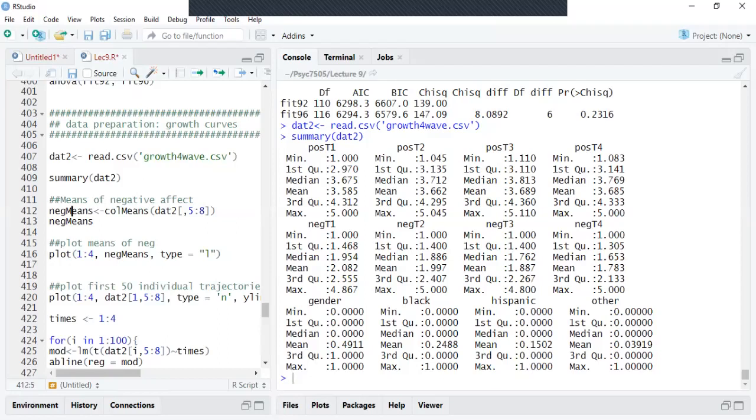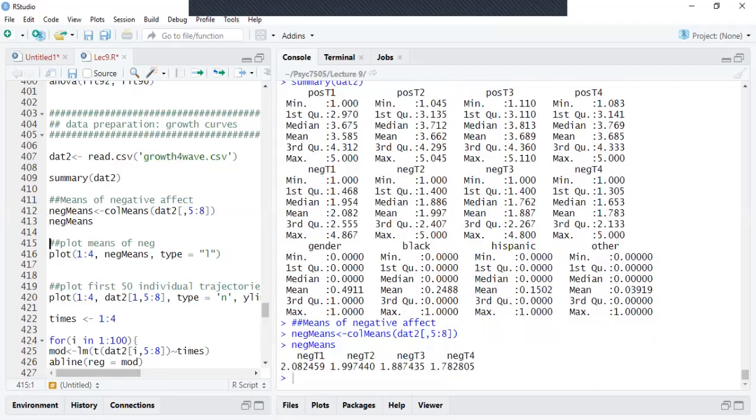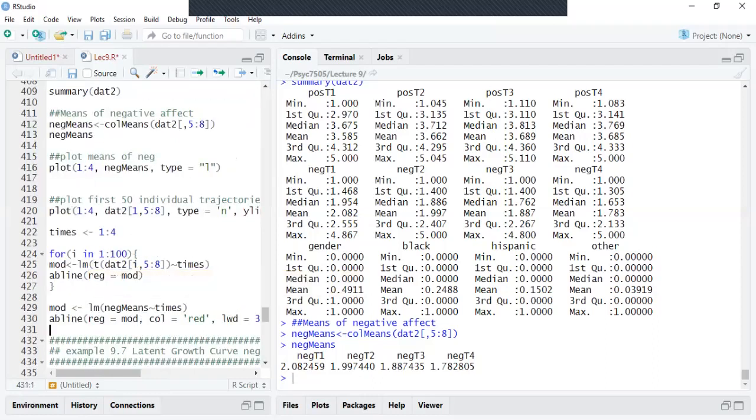Just as a quick note, what we're really modeling is that overall change. We talk about what is the average change, the means. So the means of negative affect from 2.08 to 1.99 to 1.88 to 1.78. We're going to model the change in those means. I'm going to skip past this plotting. What this will actually do is recreate one of the plots from lecture with all the different individual trajectories on it.